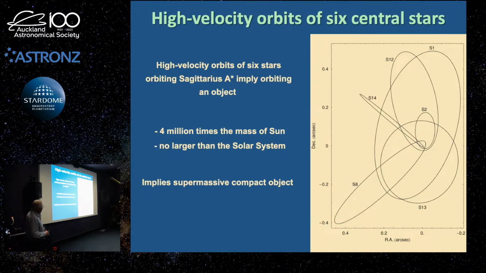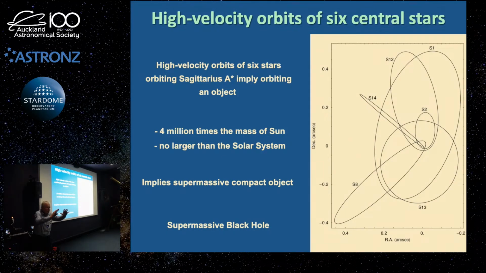And it was very compact. It was no larger than the solar system. Whatever it was, it was no larger than the solar system, which in the big scheme of things is not very big. So that implies it's a really supermassive compact object. There's only one thing it can be, a supermassive black hole. And a black hole is where you've got something really dense and compact, with high mass, whereby the gravity around it is so powerful, not even light can escape.